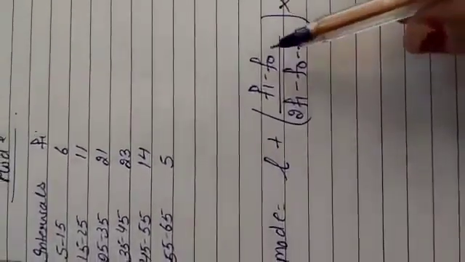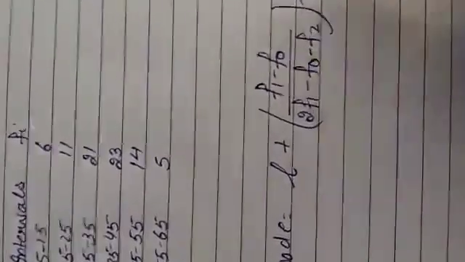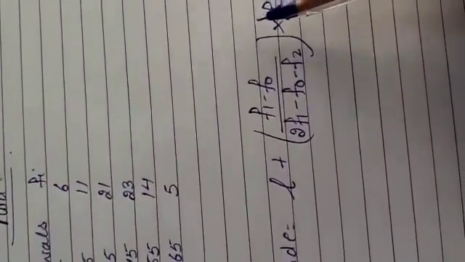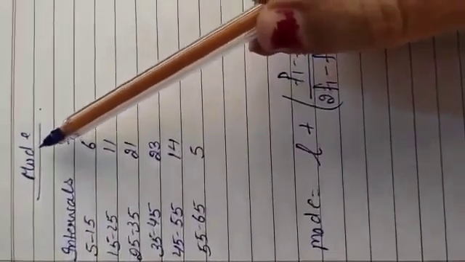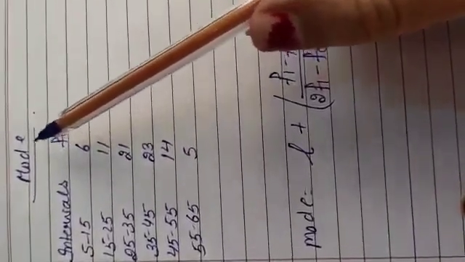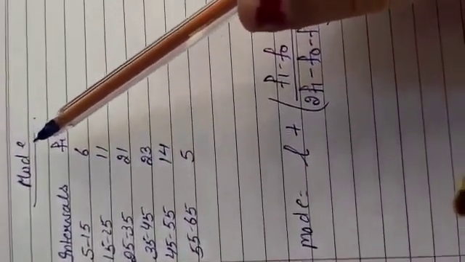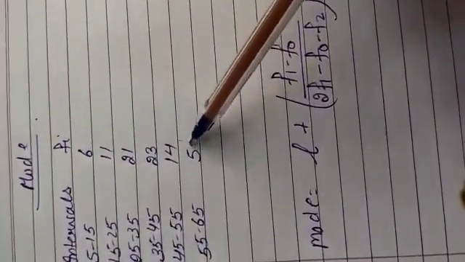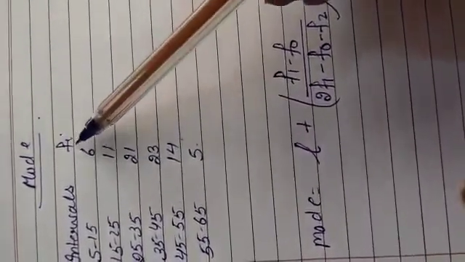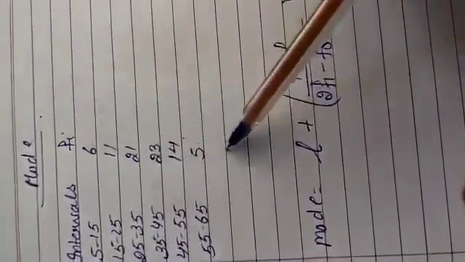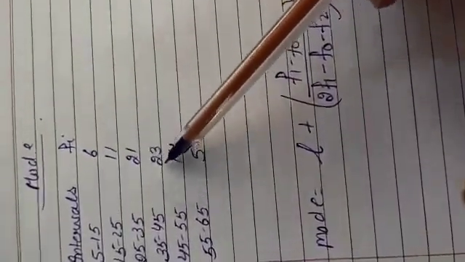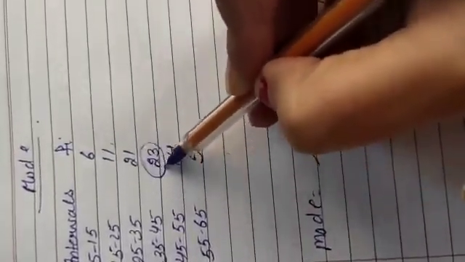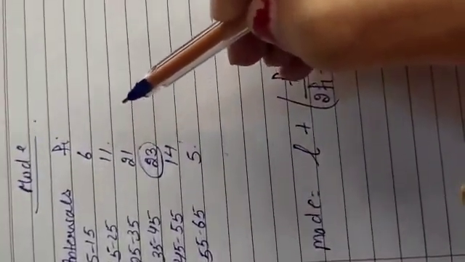Now what are f1, f0, f2, L and h? First of all, what is mode? Mode is actually the most occurring term present in your data. For it, first of all, we have to check the highest frequency given in our information. The highest value in this column is 23, so you first circle the 23, the highest value of the data.